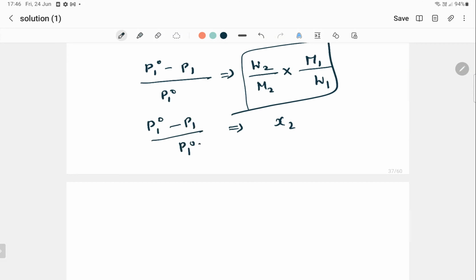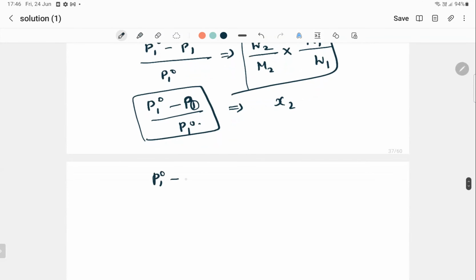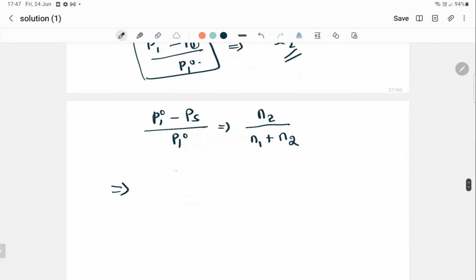Now, what is P1? It is the vapor pressure of the solvent in the solution. So here we write P1 as PS: (P1 naught minus PS) divided by P1 naught. And we can write X2 as the number of moles of the solute divided by the number of moles of the solvent plus the number of moles of the solute, without neglecting the N2. Here you shouldn't neglect N2. Clear? So now we can reverse the numerator and denominator.